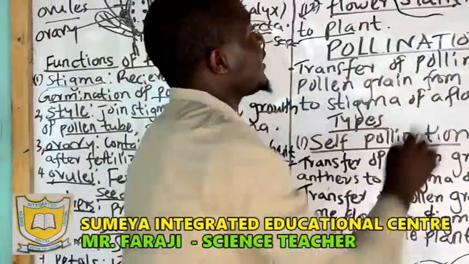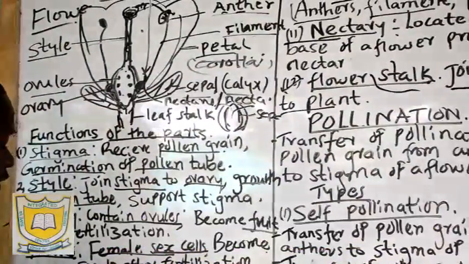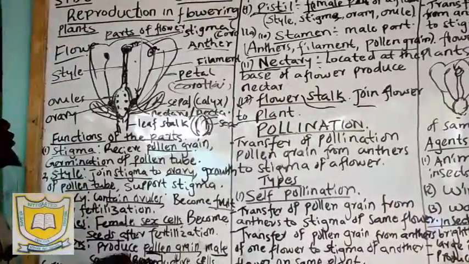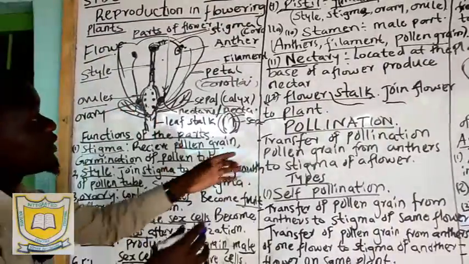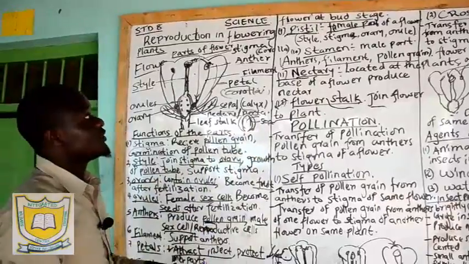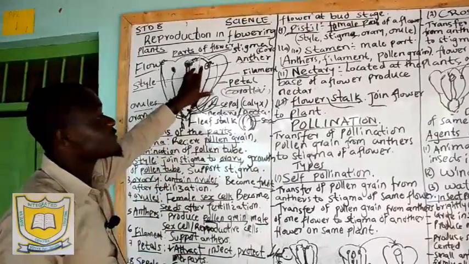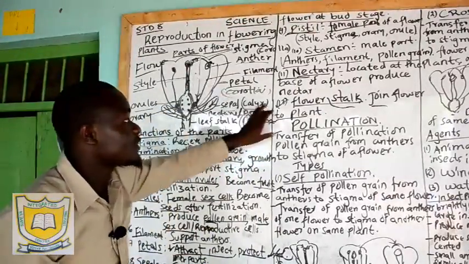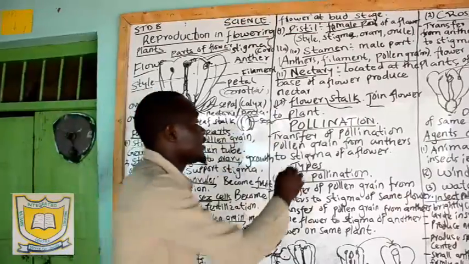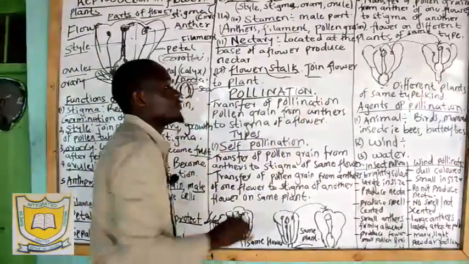Now after understanding all the parts and the function of the parts, we have to move to what is happening so that we can have fertilization. For fertilization to occur, we must have successful pollination. That brings us to a subtopic on plants, which is called pollination.